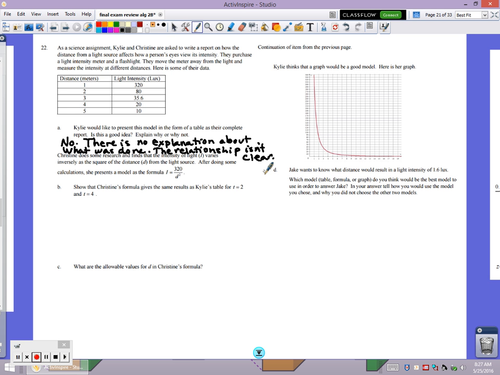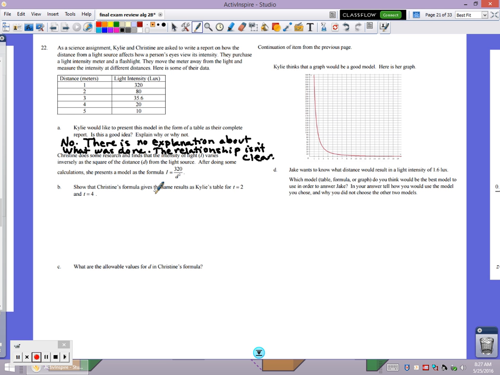All right, so Christine does some research and finds that the intensity of light, we're going to call that I for intensity, varies inversely as the square of the distance d from the light source. After doing some calculations, she presents this model as a formula, I equals 320 over d squared.